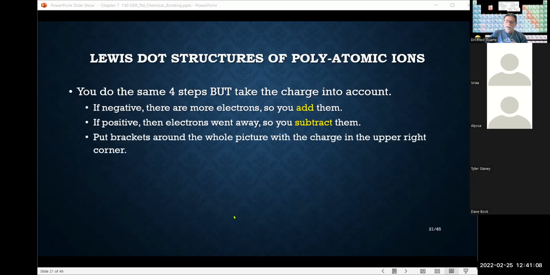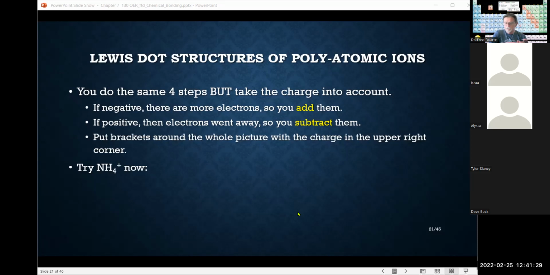All right. The only difference between the neutral compounds and these is that once you come up with a structure, then we put a bracket around it and we put the charge in the upper right corner, and that tells us that it is an ion with a specific charge. Let's take, for example, the ammonium ion.